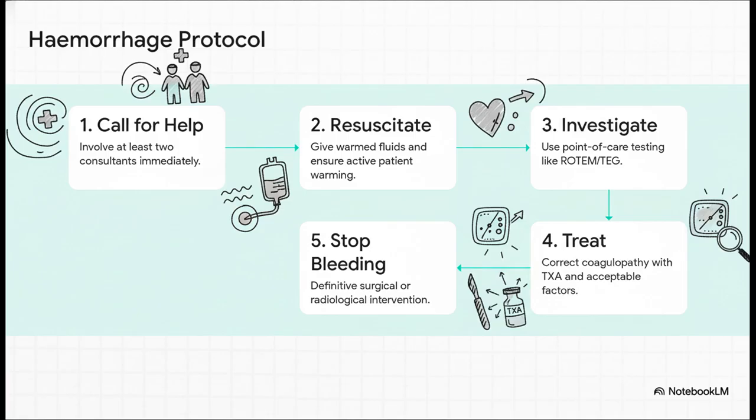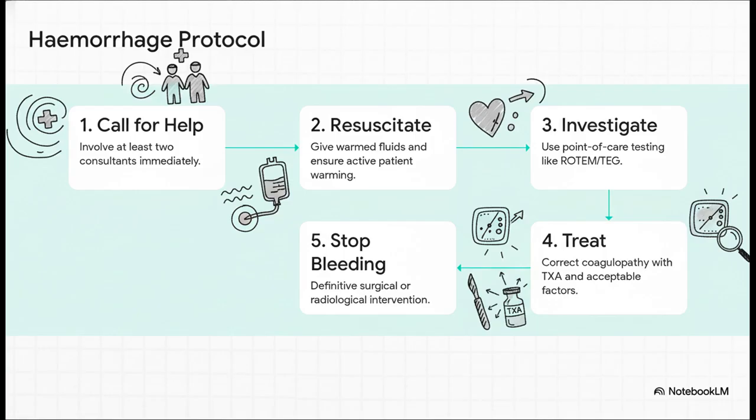Then you hit the standard resuscitation basics, warmed fluids, active warming. At the same time, you're investigating with point-of-care tests like ROTEM or TEG, that's rotational thromboelastometry, and it gives you a live picture of the whole clotting cascade to really target your therapy. You send off labs for fibrinogen and calcium, you treat the coagulopathy with tranexamic acid and whatever other factors the patient has agreed to, and all the while the number 1 goal is to stop the bleeding, whether that's surgically or with interventional radiology.